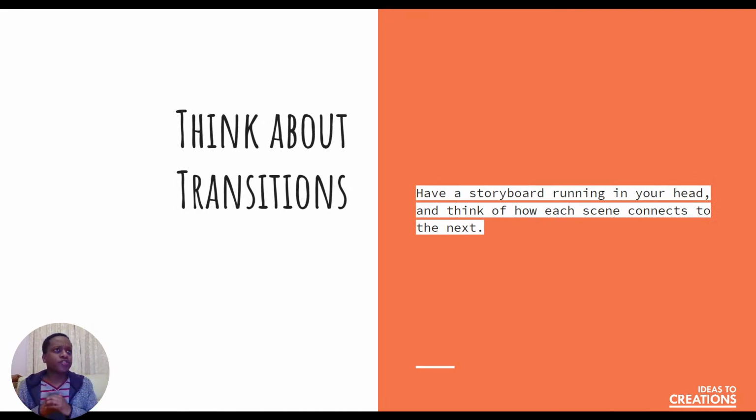Then yeah, think about transitions. Have like a storyboard running in your head as you're writing your script. Think about how the scenes are going to connect to one another. I'm sure you've seen these animations where a ball falls into the screen, and it's sort of always there in the animation in one way or another. This is where that sort of idea needs to start from. You need to start thinking about how all that stuff is going to flow.